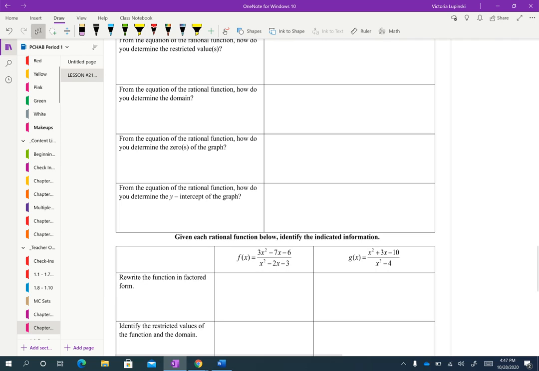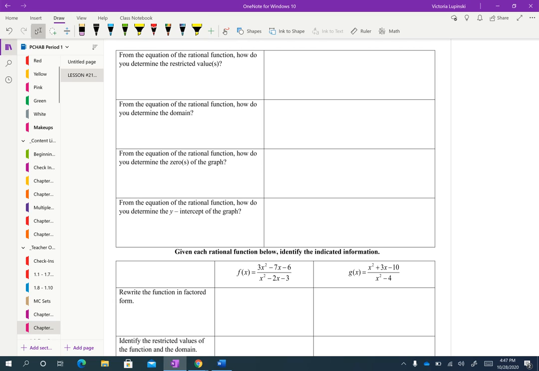And now finally on to the last page here, we're going to take all the information that we found so far and summarize it. That way when you go to do your homework and the upcoming lessons, it should all be nice and simple. So in the first one, from the equation of the rational function, how do you determine the restricted values? From the second one, we're looking for domain, zeros, and y-intercept. So I want to make sure that I'm highlighting the important stuff.